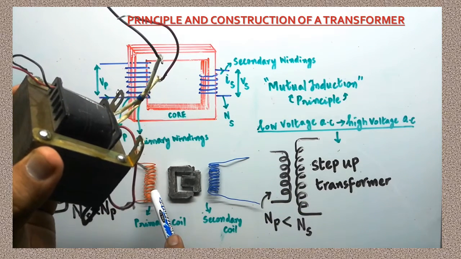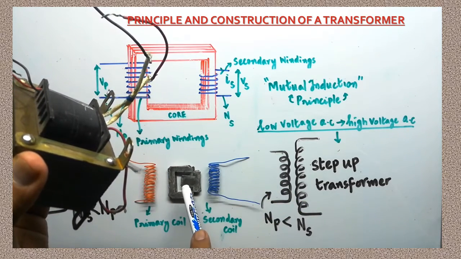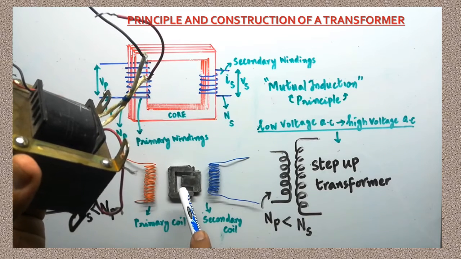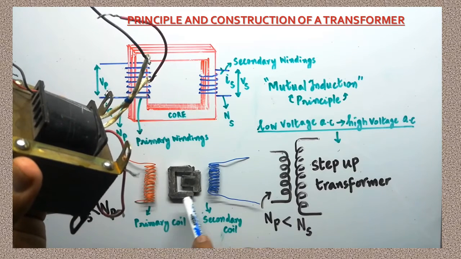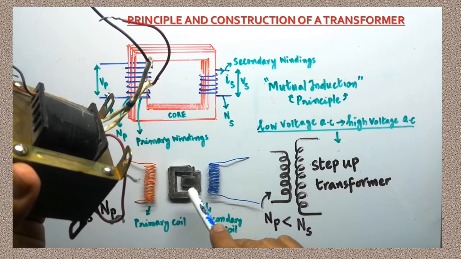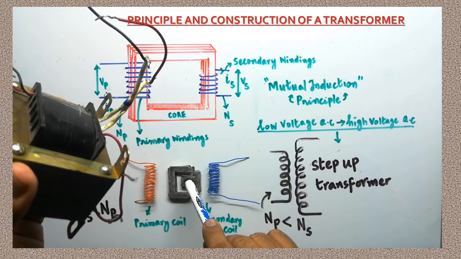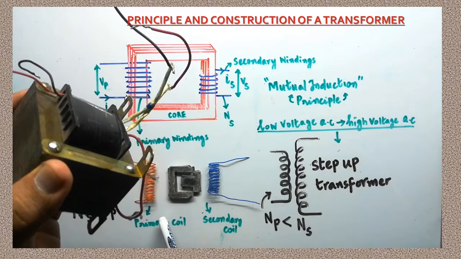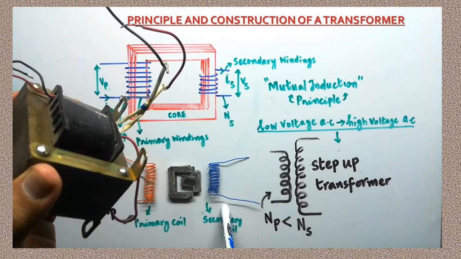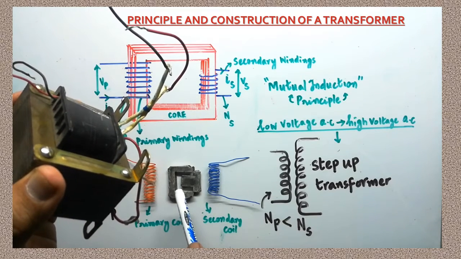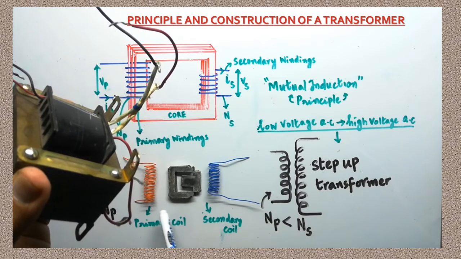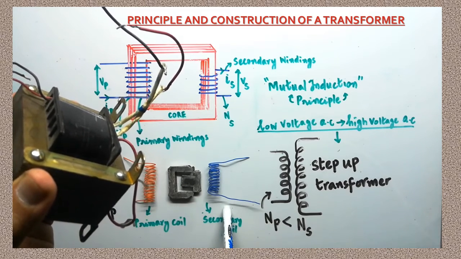Both the primary coil and the secondary coil are wound on the same core. The name of the core material is silicon steel. This material is made up of silicon steel. Usually soft iron or silicon steel, either of these materials could be used as a core on which both the primary winding and secondary winding are wound. So there are three parts. What are they? Primary winding, the core, and the secondary coil.